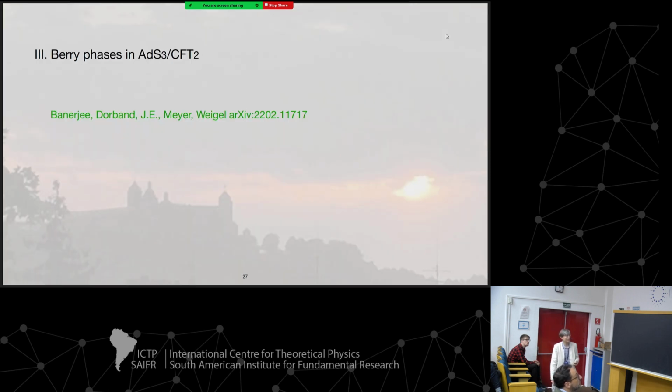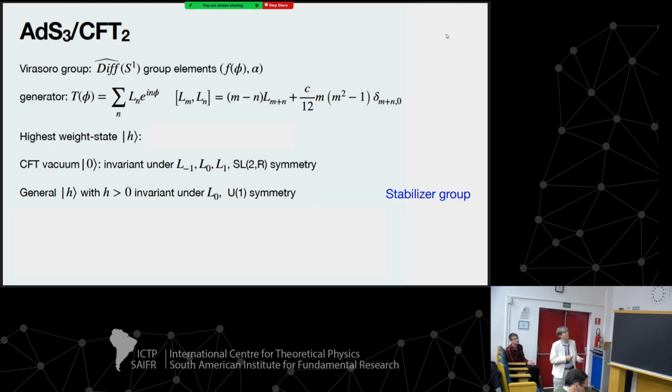Okay, in the last 5 minutes, let me give you a brief impression of what happens if you go one dimension higher and do this in honest AdS/CFT, in this case AdS3 and CFT2. In 5 minutes, I don't have time to go into all the details, so let me just tell you the main message, and then please ask me afterwards.